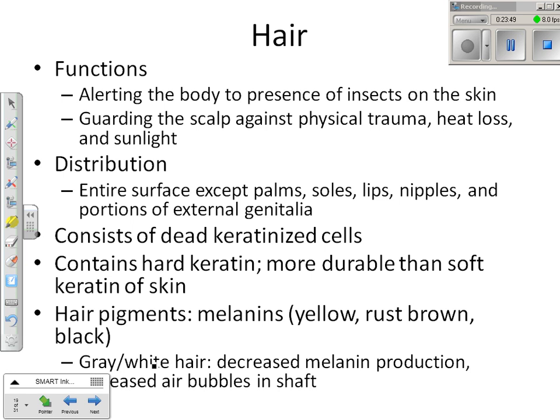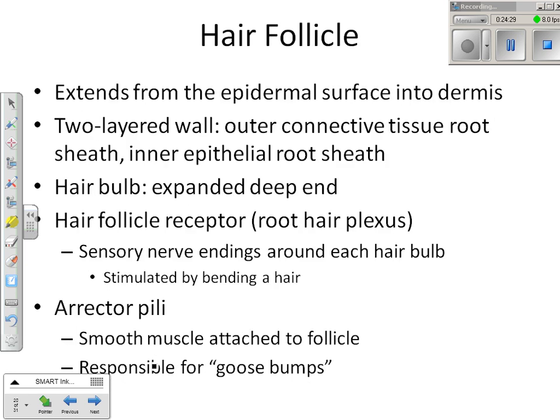It does have dead keratinized cells, so hair is actually dead, and it has keratin. This keratin is the reason why it's harder than the other skin, but it is more durable than soft keratin of the skin, so it's durable and hard. You also have melanin in your hair to give it color, and these colors can vary. And what happens when we get old and our hairs turn gray, melanin production ceases. It doesn't last our entire lives. That process wears out, and we get gray hair and get bubbles in the shaft, and that gives you that gray-white appearance. Well, let's talk about the structure of the hair.